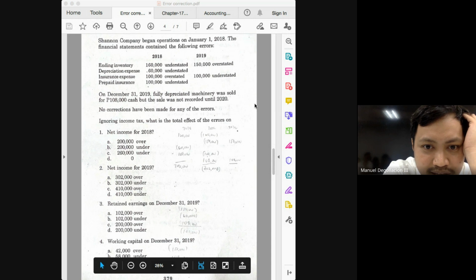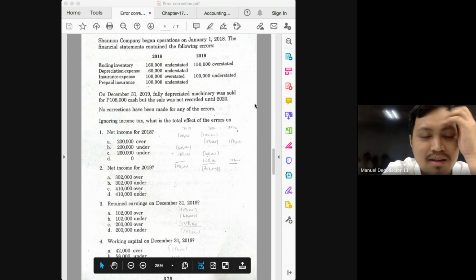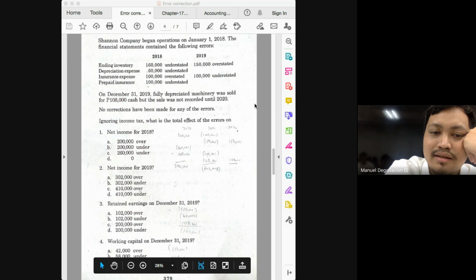Are we given the net income for 2018? I will just ask for the total effect. Okay. I thought we were asked to compute for the corrected net income. Okay, so what's the effect of the misstatement in your ending inventory in 2018, class? It will result in an understatement in your net income. So please take that down, class. Next, depreciation expense is again understated. So total expenses will also be understated. That means your net income would be overstated.